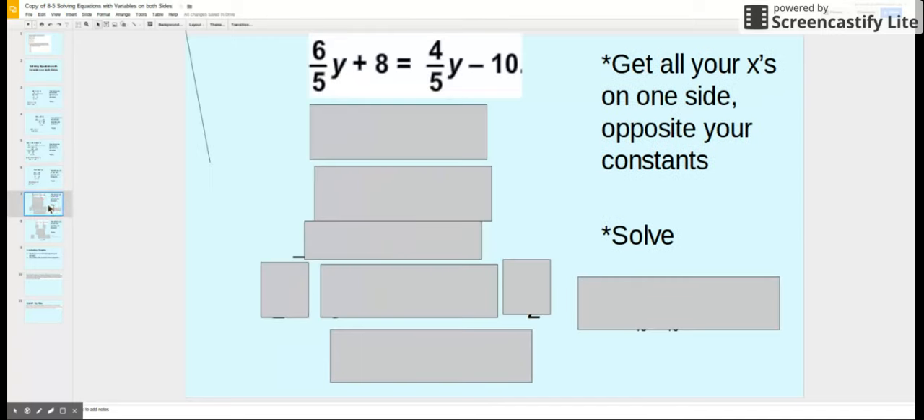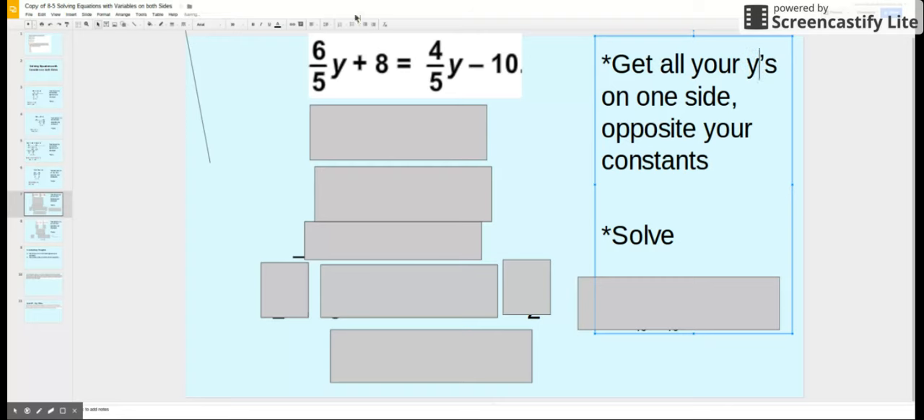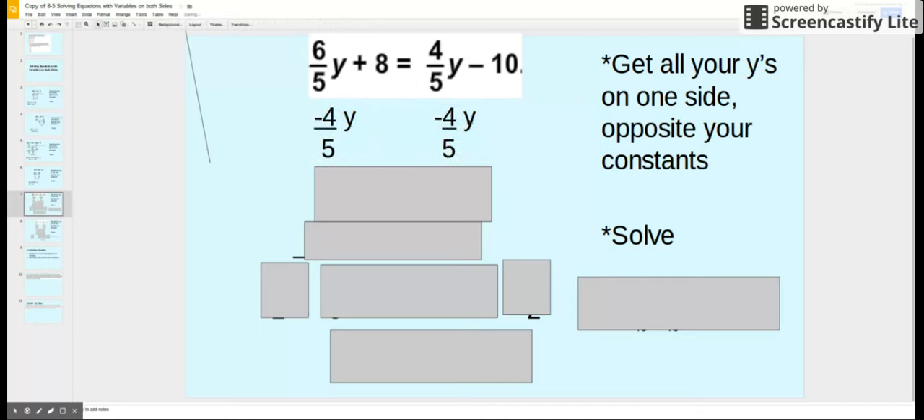Here is our next example. We have 6/5 y plus 8 is equal to 4/5 y minus 10. First thing I'm going to do is get my y's on one side of the equation. So I'm going to move this 4/5 y to the left. So I'm going to subtract 4/5 y on either side.